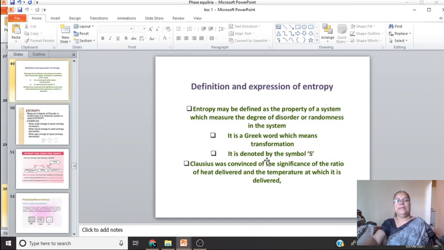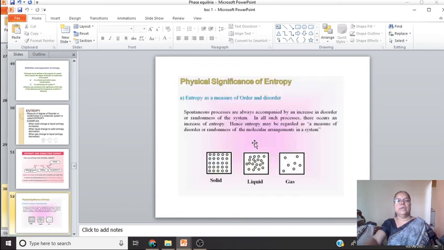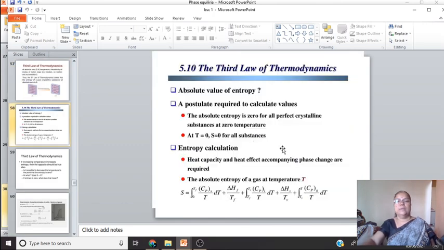We will study Gibbs free energy in detail. Gibbs free energy in a standard state is denoted by delta G0. It is equal to delta H0 minus T delta S0, where delta G0, delta H0, and delta S0 are the free energy, enthalpy, and entropy in the standard state. This is quite an important equation in the study of Gibbs free energy. Then we will study Gibbs free energy in detail.